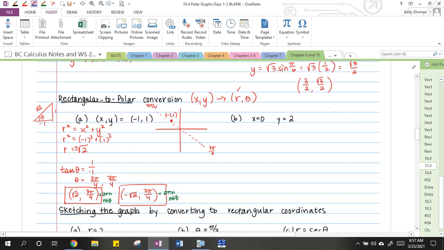Now, it's a good idea to plot the point before you dive in. I should have done this on the first one because sometimes you don't have to do any math to figure out the polar coordinates. So for example, 0, 2, plot the point 0, 2.